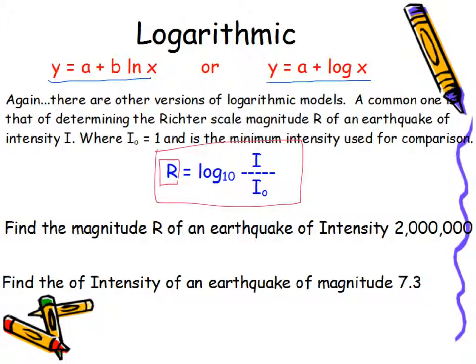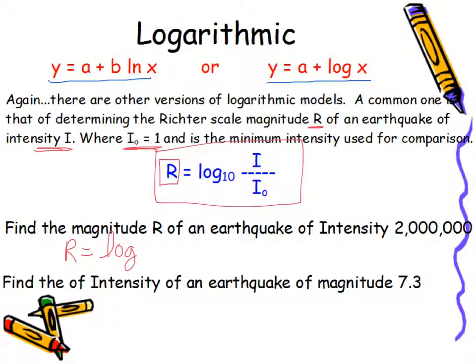All right, so in this example, a couple things we do need to know. R is that Richter scale number. The intensity of it, how strong it is, is I, and I sub O is always 1. That's the minimum intensity that we use for comparison. Okay, so it says find the magnitude R of an earthquake of intensity 2 million. Okay, so we're looking for R, and it's going to be log.